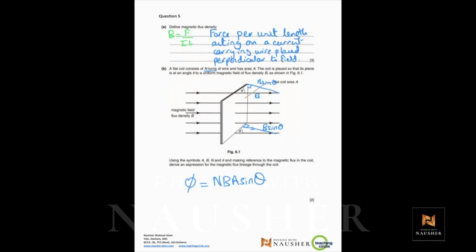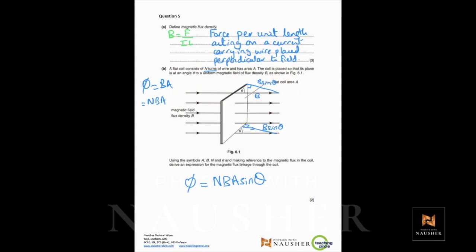So the general formula for flux is BA, but when you have linkage, then you do NBA. And one more thing that you have to be careful of is that the magnetic field strength, or the flux density, must be perpendicular to the area. So this is going at an angle, right?